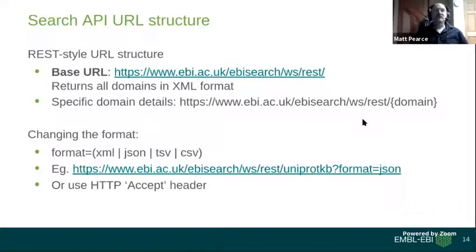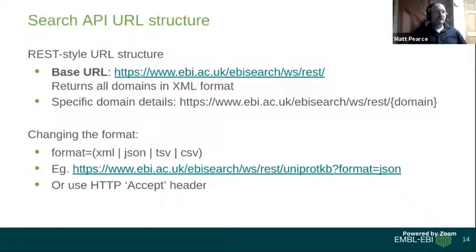The REST style URL structure is all built from a base URL. We've got EBI search /web service /REST. And if you go directly to this URL on its own, that will return all the domains in XML format, much like the statistics page on the main website. If you want to look up specific domain details, you can append the domain to the end of that URL, and that will return the full details for that domain.